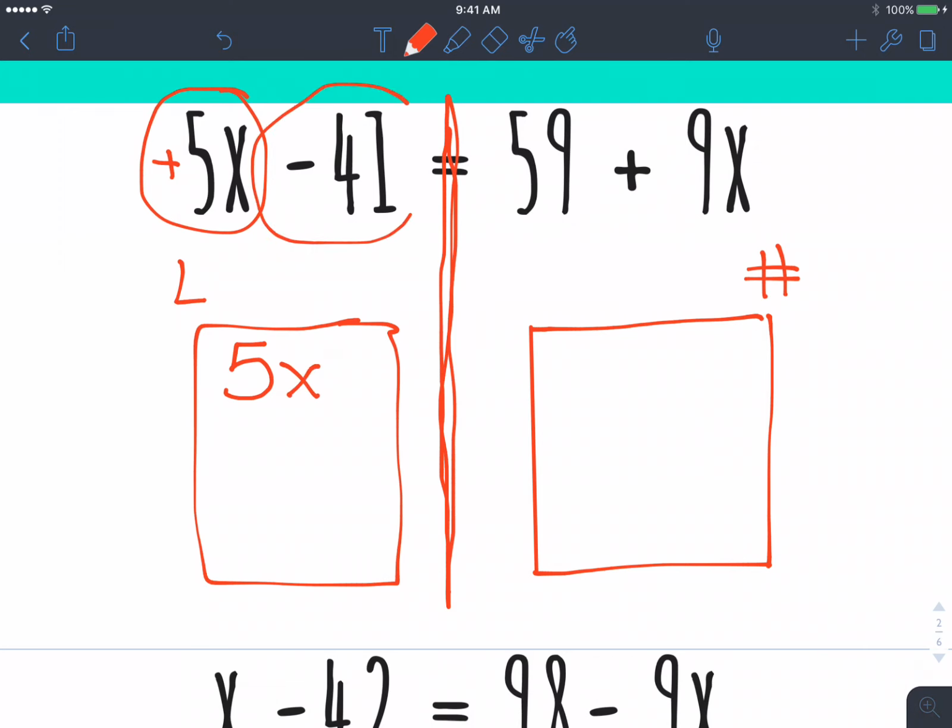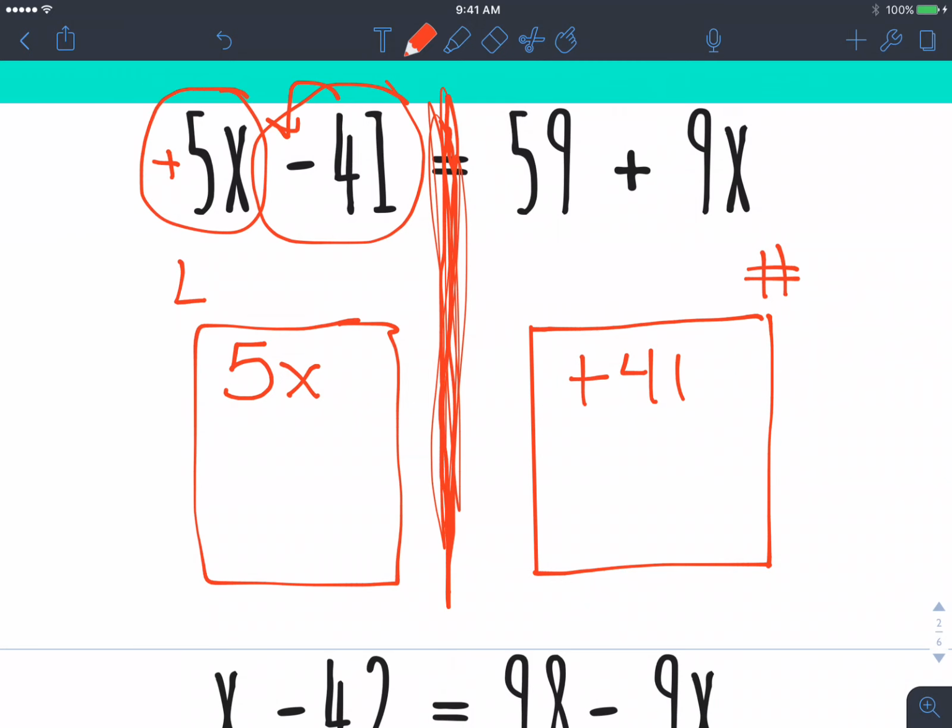Then I'm going to look at my negative 41. Again, it is negative because if I look to the front of it, there is a negative sign. So in order to go across my wall, my fence, my door, I need to take the opposite sign of it. Since it's a negative 41, I want to take a positive 41.